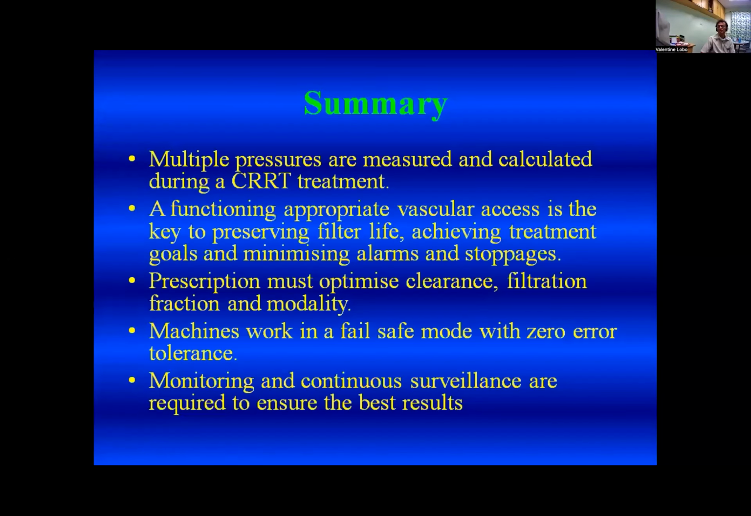And so in summary, the machines measure multiple pressures and calculate pressures during a CRRT treatment. A functioning, appropriate vascular access will preserve our filter life, achieve the treatment goals, and minimize alarms and stoppages. The prescription must optimize filtration fraction and modality. Machines will work in a fail-safe mode with zero error tolerance. That is what makes them safe.